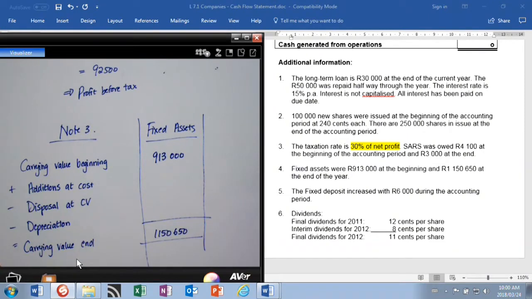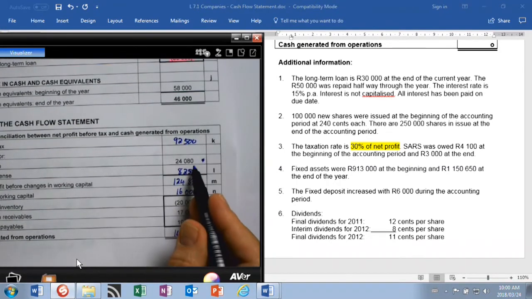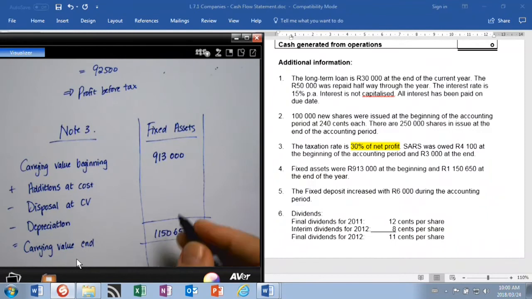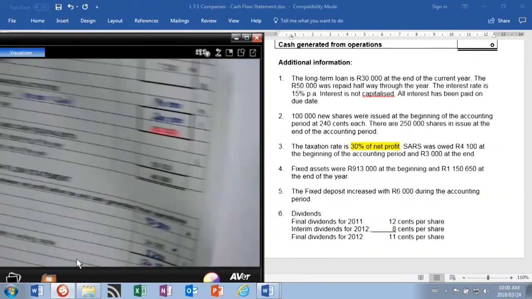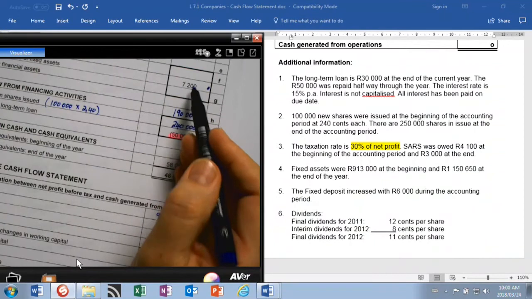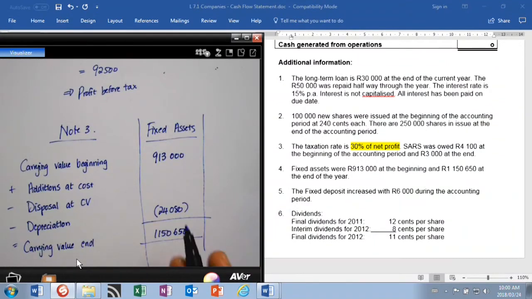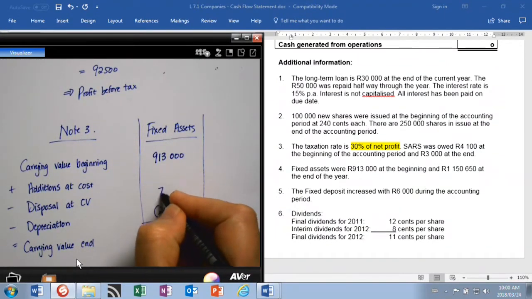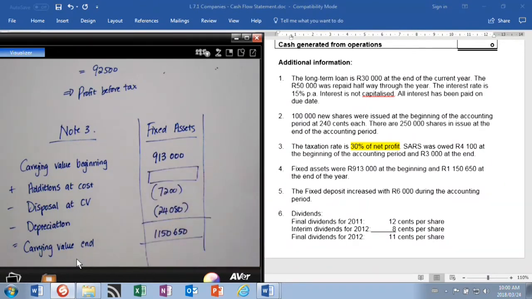We've got the depreciation. That was 24,080 that was given to us. In this case, it's a minus 24,080, because it makes the value of our fixed assets less. And we also have the 7,200 proceeds from sale of fixed assets, that also in brackets. And now you can calculate your missing amount.